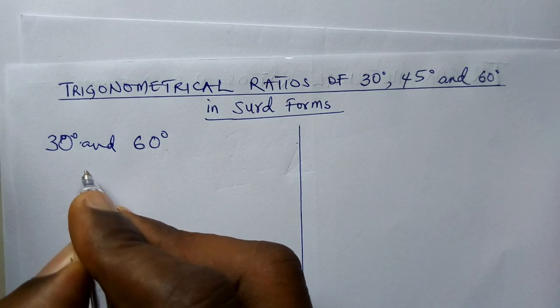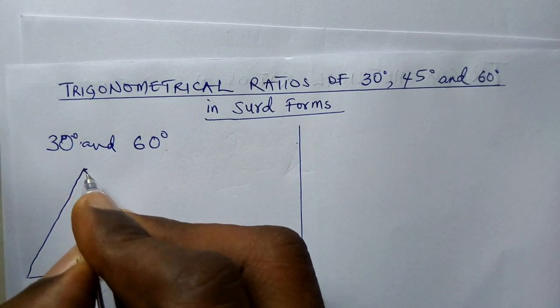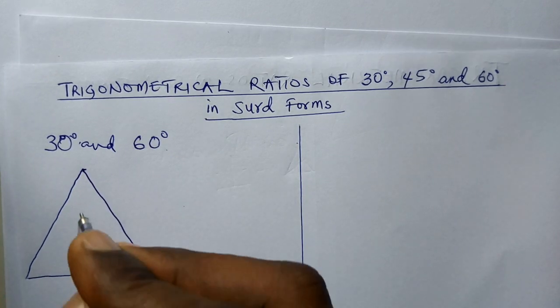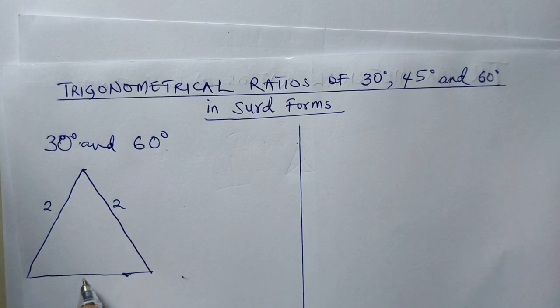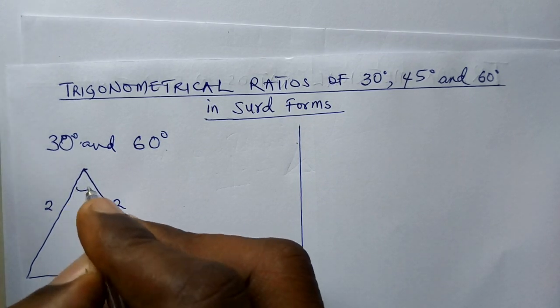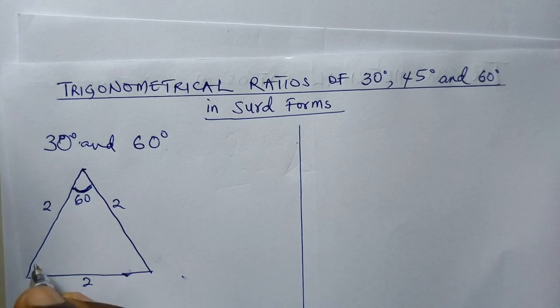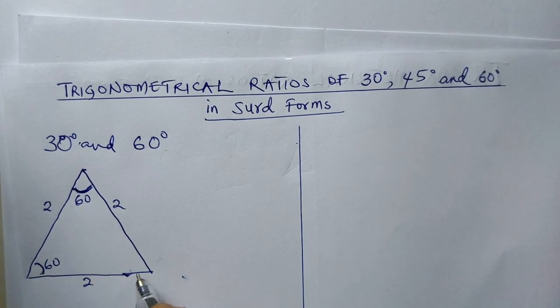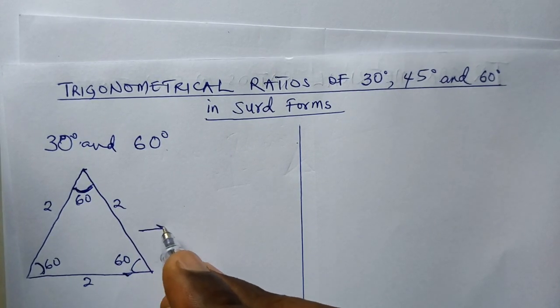You know that an equilateral triangle has equal sides. So we draw an equilateral triangle. Let's say the sides are 2 each. You know that the angle subtended by the two lines is 60 degrees plus 60, 120, plus another 60, 180, to make the angle in a triangle.